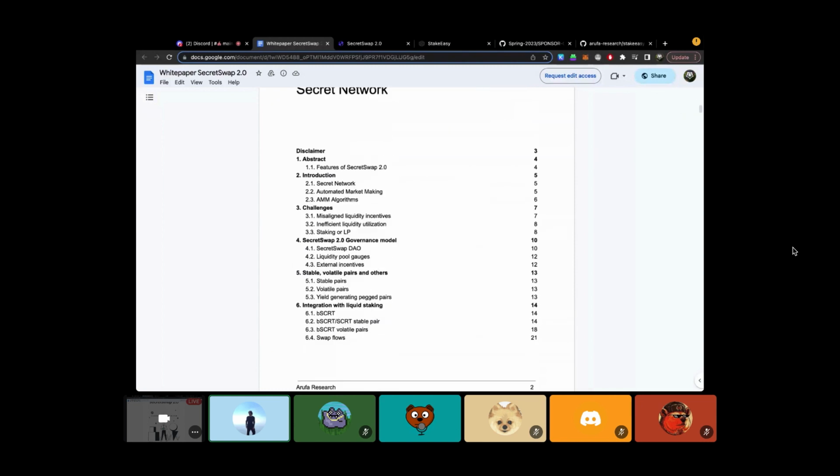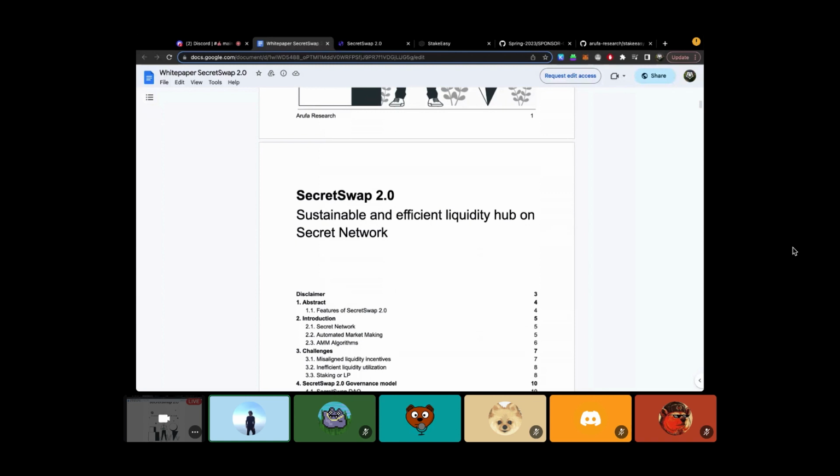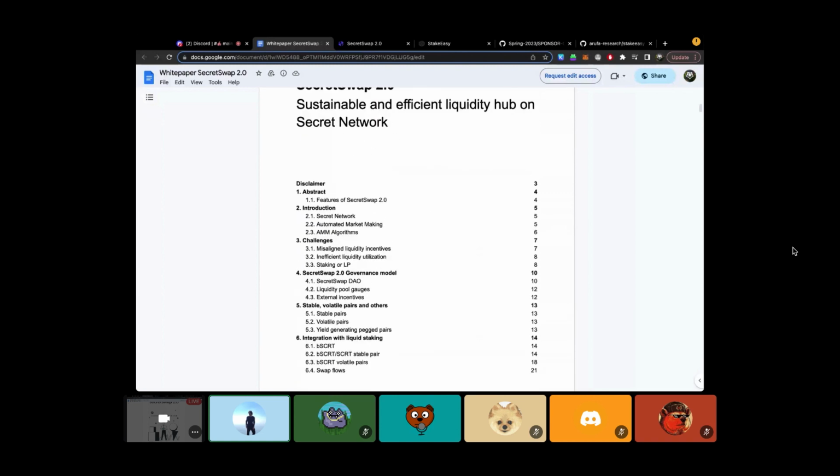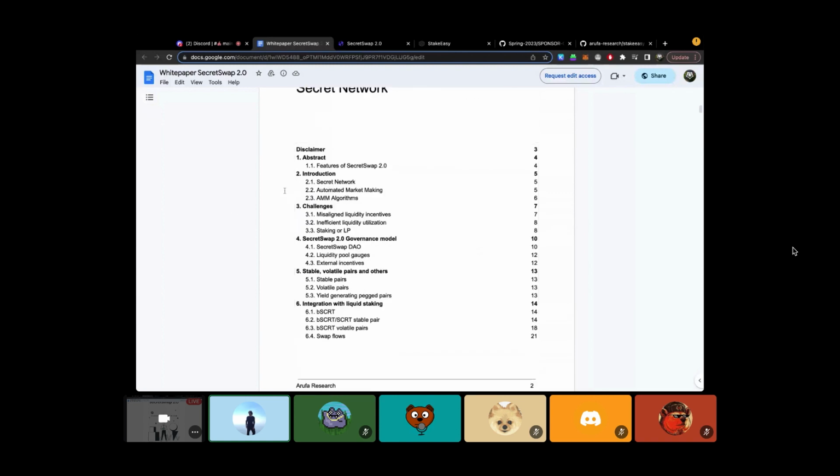And so this document essentially is the white paper we launched a couple of months ago. It kind of highlights what the Secret Network itself is and how it provides privacy-based smart contracts and how we have utilized it in SecretSwap 2.0. And then it summarizes what the current state of automatic market making is, what are the different algorithms available. Then it shifts to what are the current challenges in the current landscape that SecretSwap approaches to solve. And then it goes into this governance model called V governance.